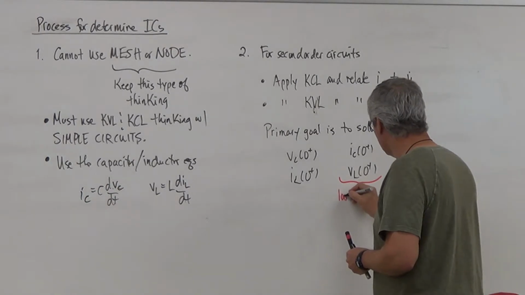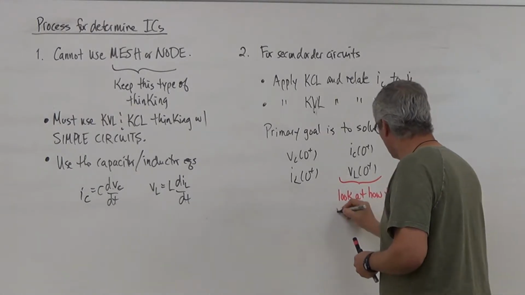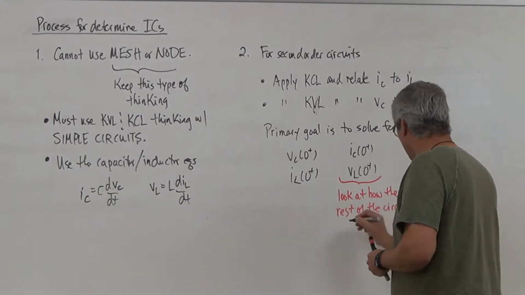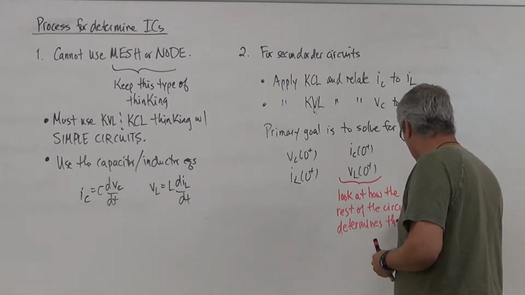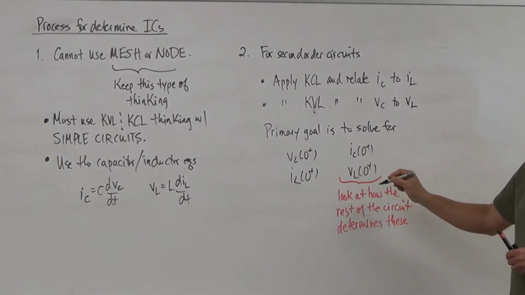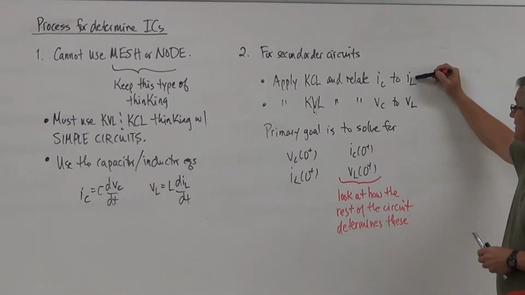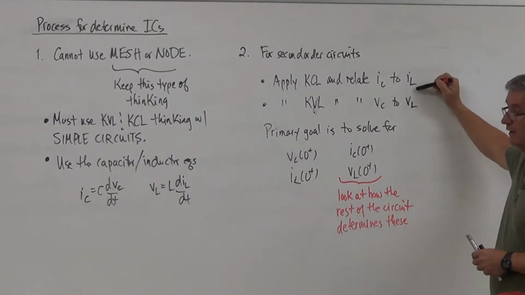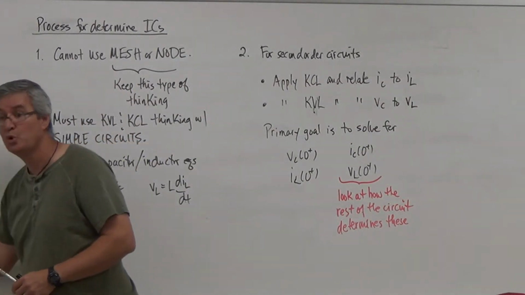So what we do here is that we look at how the rest of the circuit determines these. And you're going to see that these guys are the challenging part of the circuit. Okay? This is the challenging part of the circuit. What you're going to find here is that a lot of the times you're going to get two equations and two unknowns. And when I say two equations and two unknowns, I'm talking about this case right here, the worst case scenario.